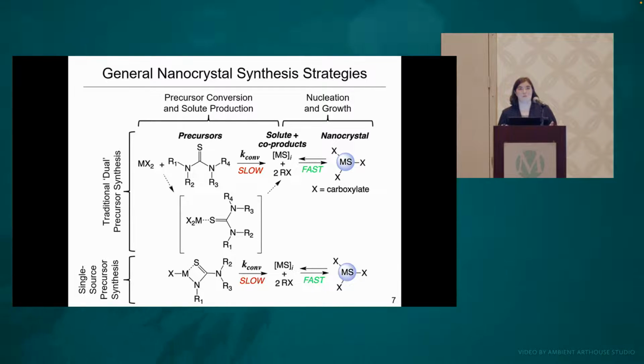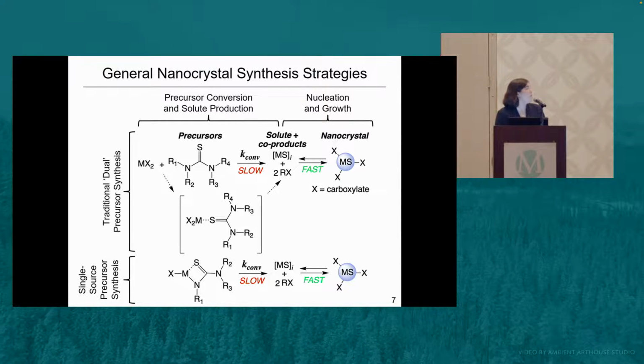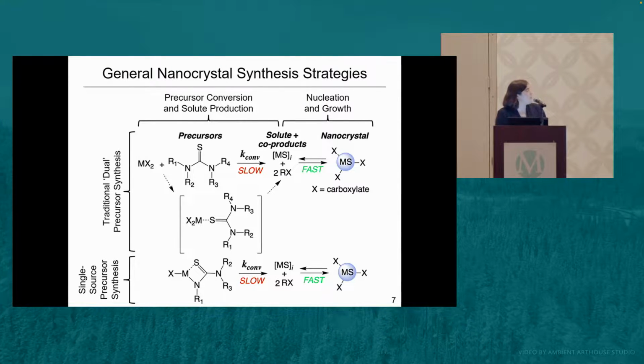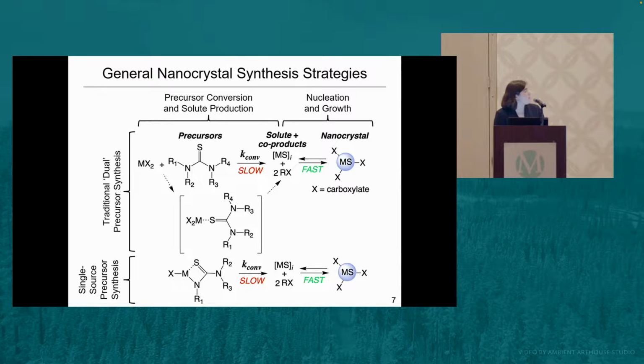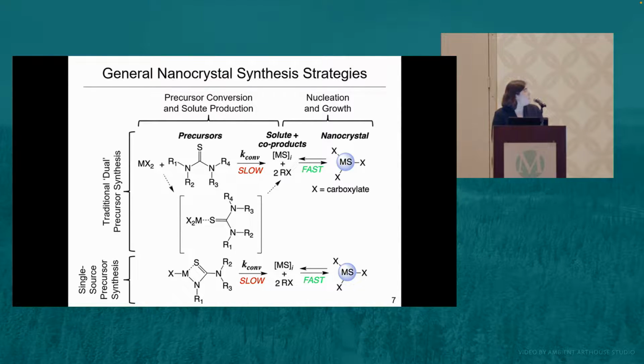And that's our single source precursor synthesis. So as you can see, it has a similar structure to what we imagine this intermediate transition state to be, where that metal and that sulfur are already closely interacting in the same molecule. Again, that still needs energy, and it's going to undergo a relatively slow conversion step into the solute coproduct species, and then a quick conversion into that nanocrystal.